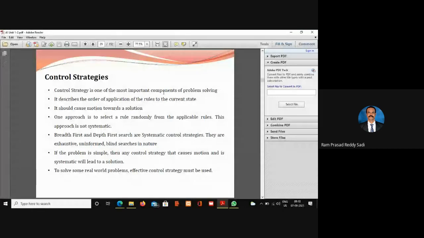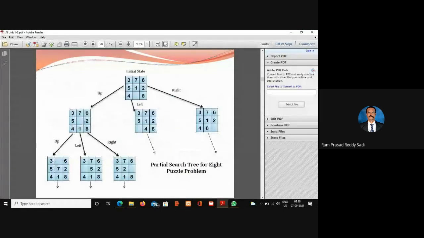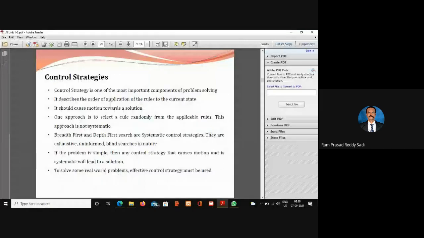You may say, sir, can't we go with this? Yes, you can go with this, but come up with a proper justification. Which one is to be followed? Suppose I go this way, if the goodness function is good, definitely I'll end up with a solution. Suppose I go with this state and do not end up with a solution, it's worth wasting time. It consumes more time. So that is where you apply your control strategies.